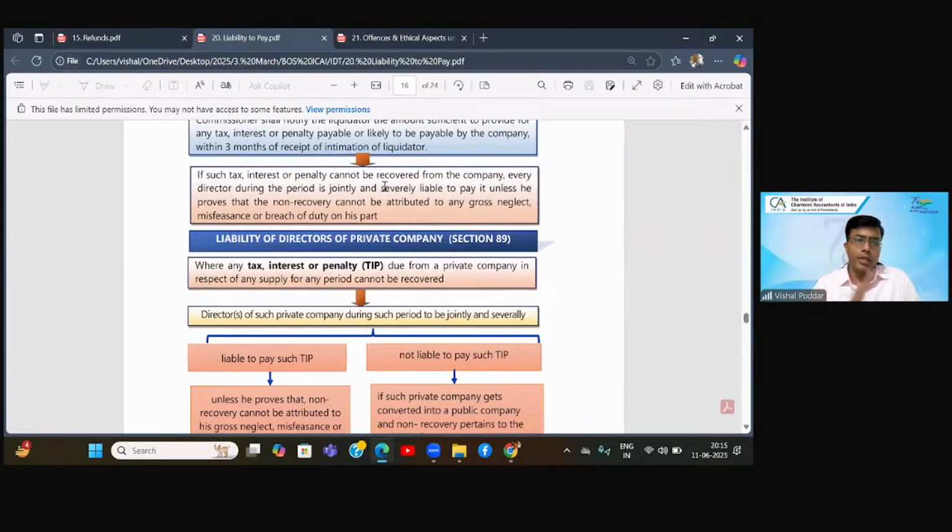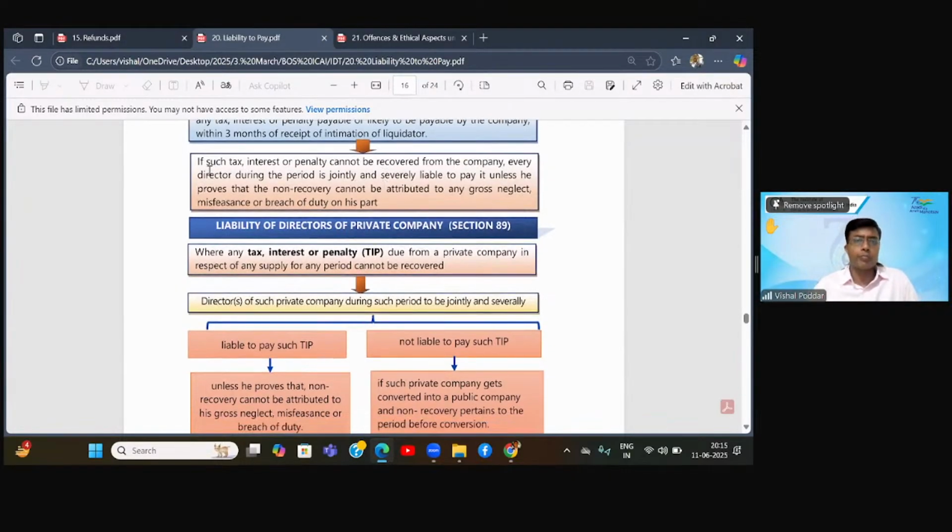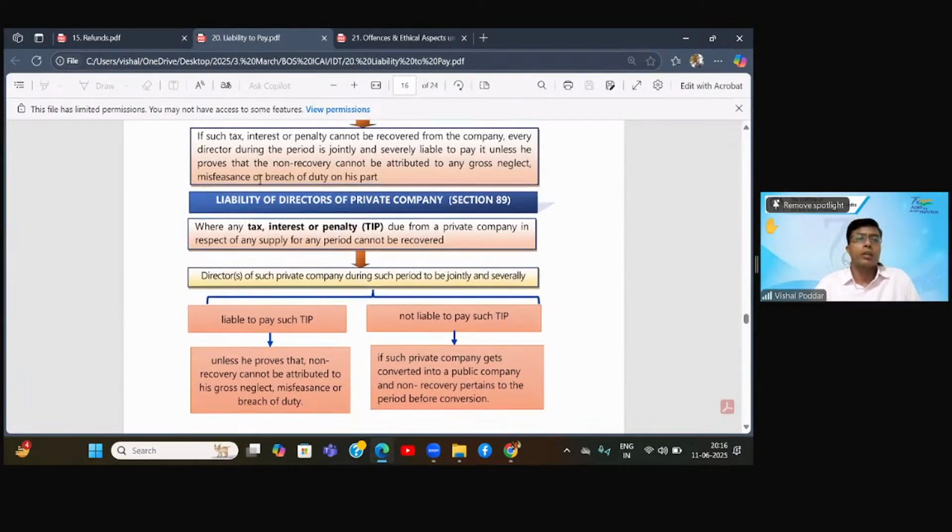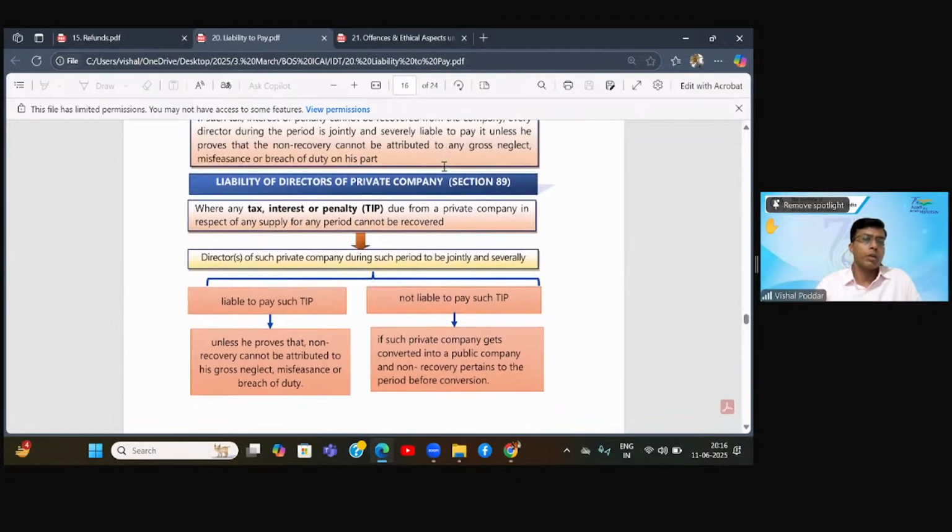So the liquidator intimates within 30 days to the commissioner. The commissioner has to revert back within 3 months intimating what, according to the commissioner, is or could be the probable outstanding liability. Now, if such tax, interest, penalty cannot be recovered from the company, the directors during the period during which they were directors, and if the liability pertains to that period, shall be jointly and severally liable to pay, unless they prove that the non-recovery cannot be attributable to their neglect or misfeasance or any breach of duty.